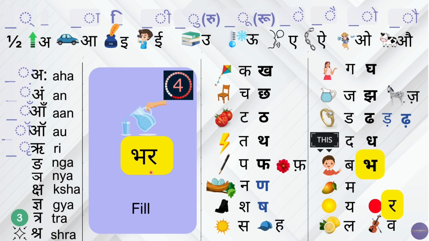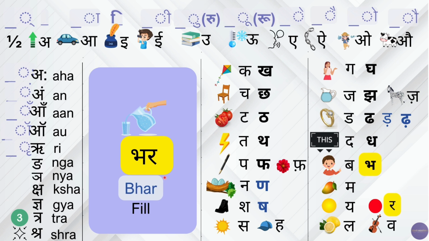This word means fill. The bold one, the forceful version of boy sound, that is b, bh, bh, and then red r joins together to sound like bhar. We pronounce this as bhar. Bhar. Next word.